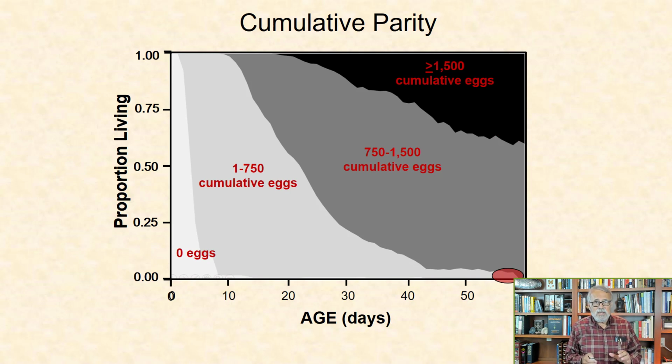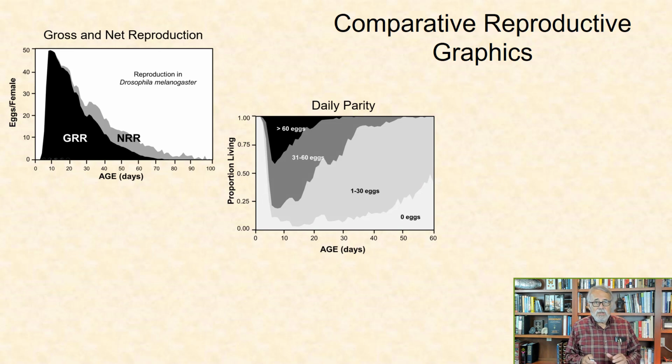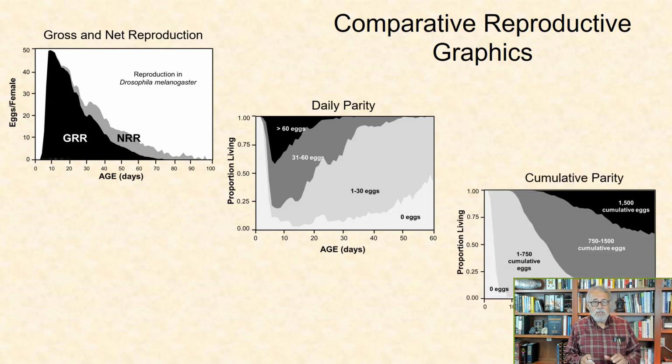So to summarize these last sets of graphs, we have gross and net reproduction, we have daily parity, and we have cumulative parity, all of which show different aspects of the reproductive levels and patterns of a cohort of individuals. This ends this module.